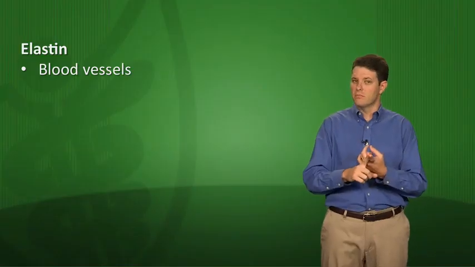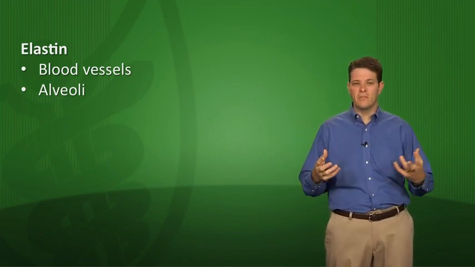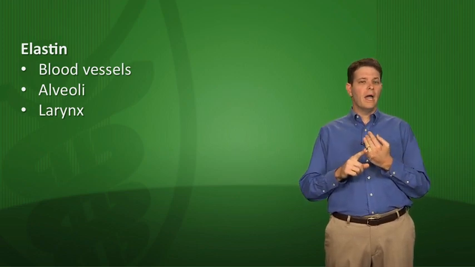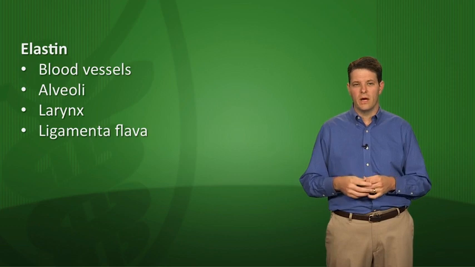Well, blood vessels, especially arteries. The alveoli of the lungs have to expand and fill up with air. The larynx, and also the spine needs to be able to bend and stretch. So we have elastin in the ligamenta flava along the spine.